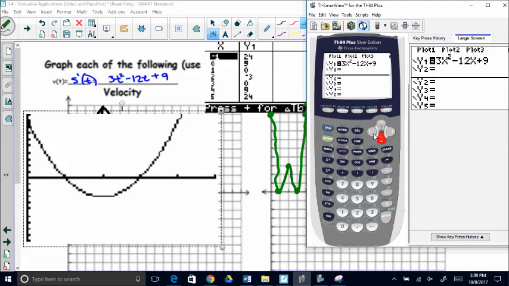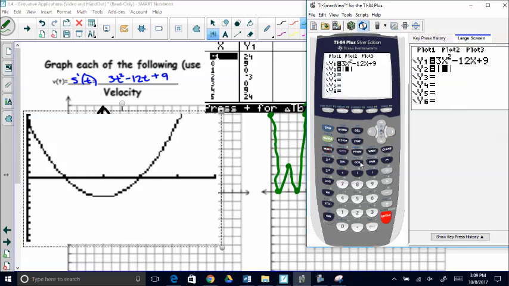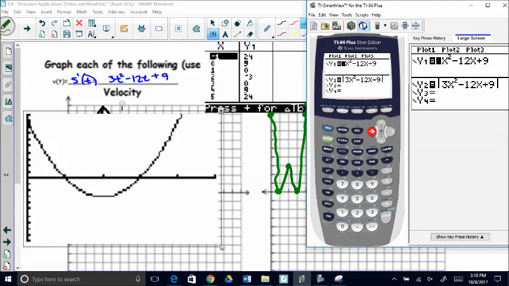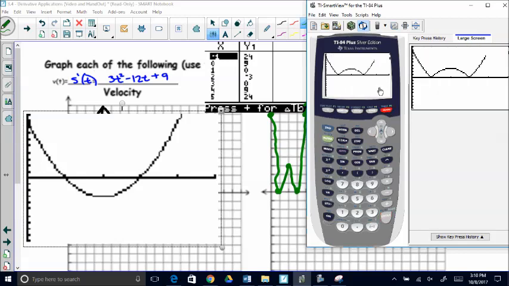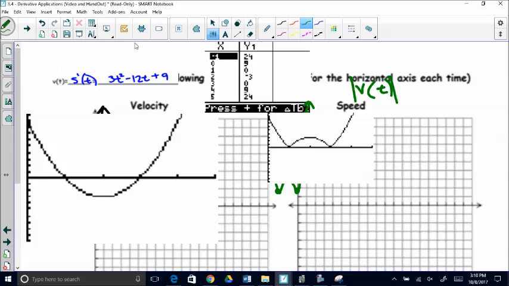But if I wanted to do this in the calculator, I could actually use the absolute value function. So if we came down here and did math, num, ABS, and type in the exact same equation that we had before, 3x squared minus 12x plus 9. And if I hit graph, you can see it's the exact same thing. I'm going to go back and turn this one off, so that I only see the speed function. And there we go, there's our beautiful speed function. Of course, I'm going to cheat and drag that in, although my diagram really wasn't so bad this time.